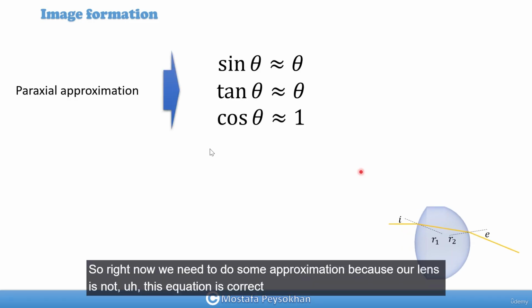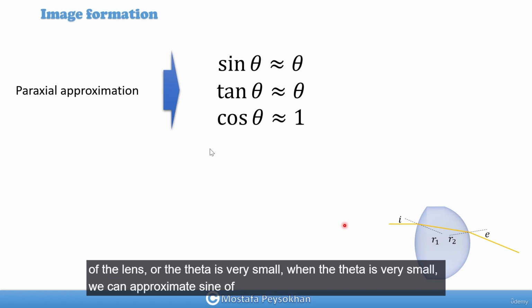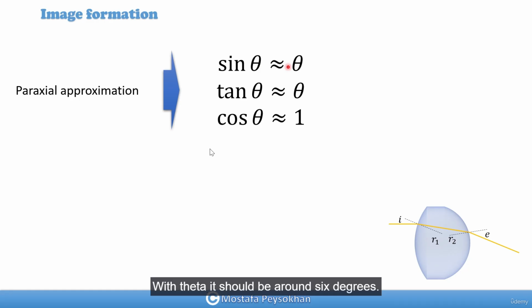So right now, we need to do some approximation, because this equation is correct only for the paraxial approximation, which means that your rays are pretty close to the optical axis of the lens, or theta is very small. When theta is very small, we can approximate sine of theta with theta. It should be around 6 degrees. Then we can use that approximation. Tangent of theta is equal to theta. Cosine of theta is equal to 1. So in the limit as theta goes to 0, we can use that kind of approximation.